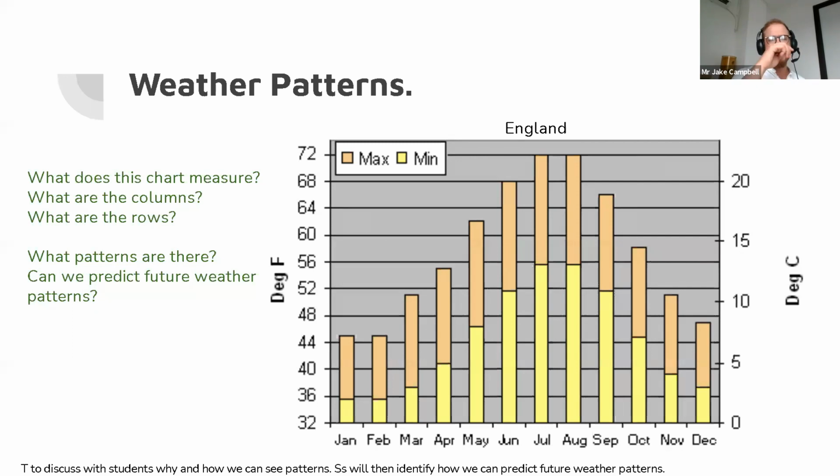Perfect. So here we have a chart. I want everyone to look at this picture. Mickey, what does this chart measure? We measure the weather. Yes, kind of. When we talk about degrees Celsius, we are measuring the temperature, how hot or how cold it is.